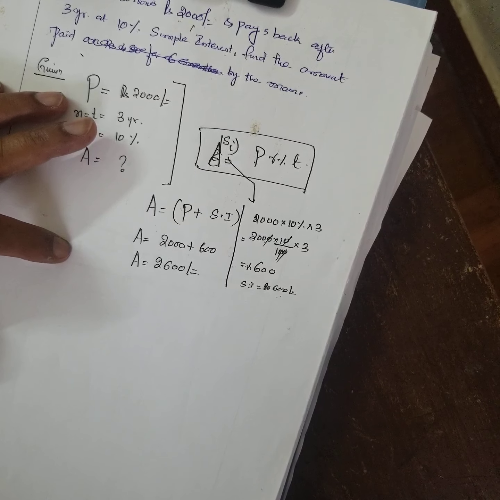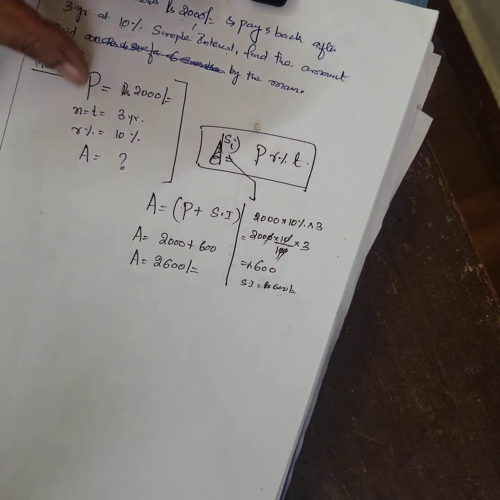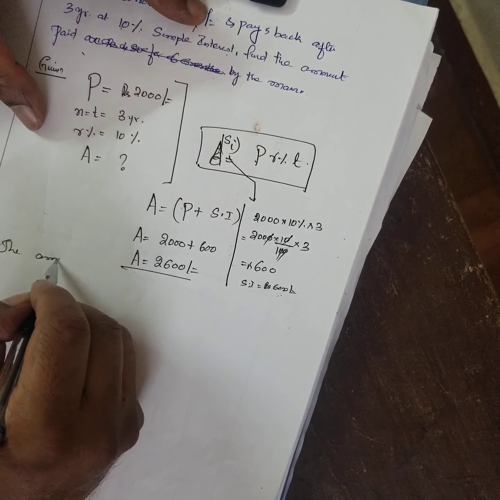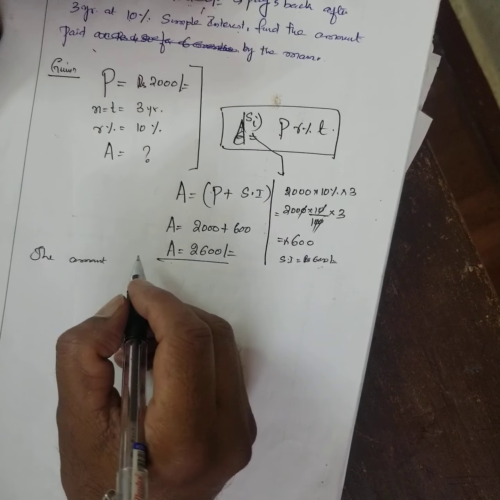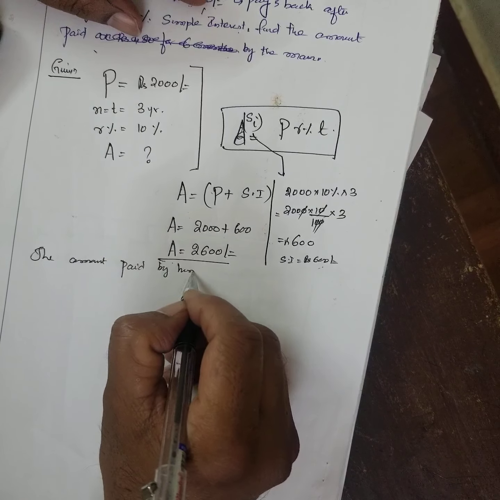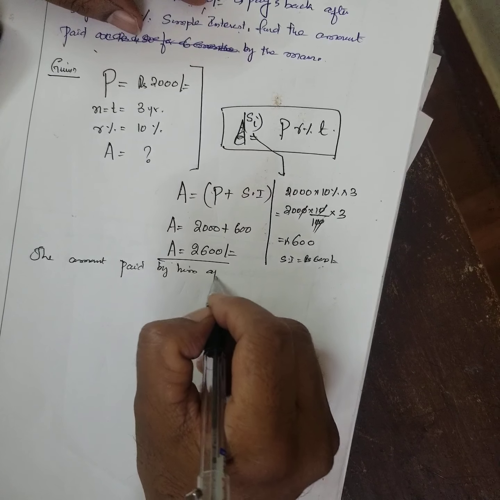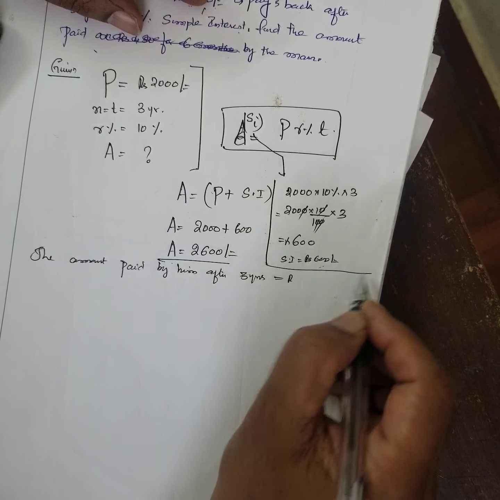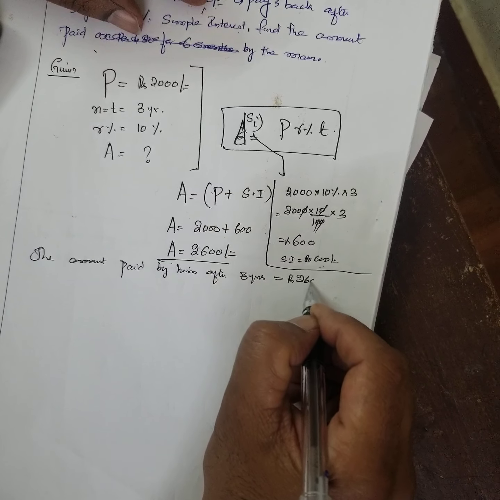Okay. See, the amount paid by him after 3 years. How much? Rupees 2,600.